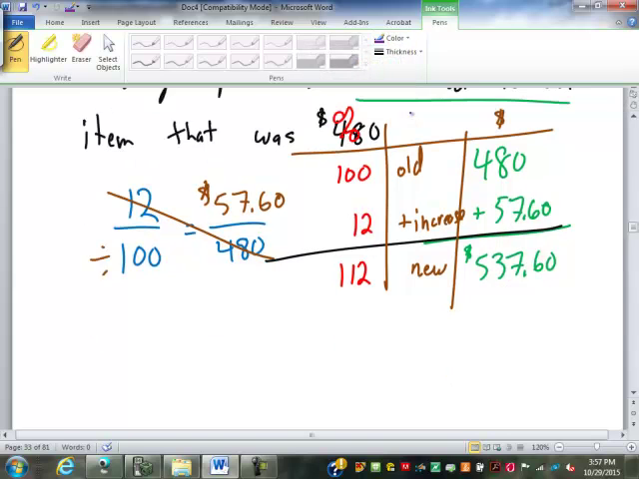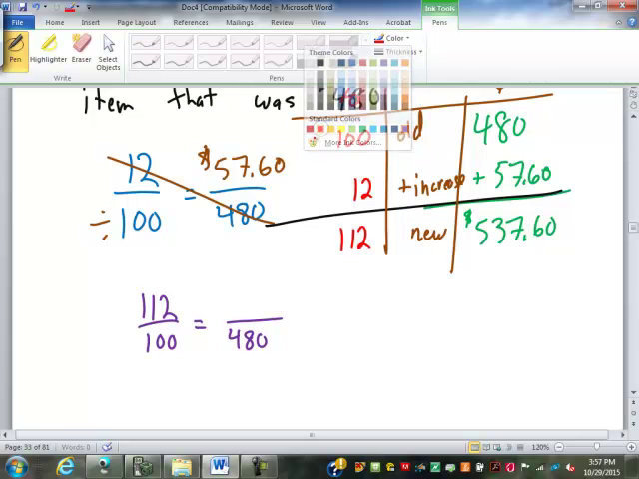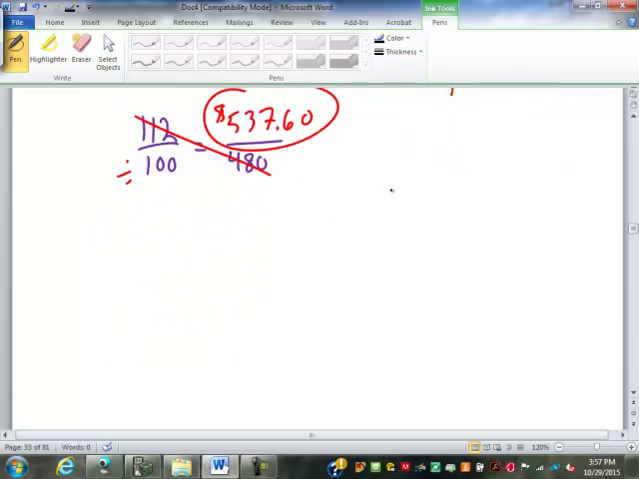So what we could have done here, instead of finding 12% and then adding it back together, we could have just found 112%. Cross multiplying and dividing, 112 times 480 divided by 100 is $537.60. So you'd get that answer in a single calculation instead of having to add it back on. Now in a problem like this, it is just as simple to find the 12% and add it on as it is to say, okay, 100 plus 12 is 112% and go from there. And in this next example, it will be too.